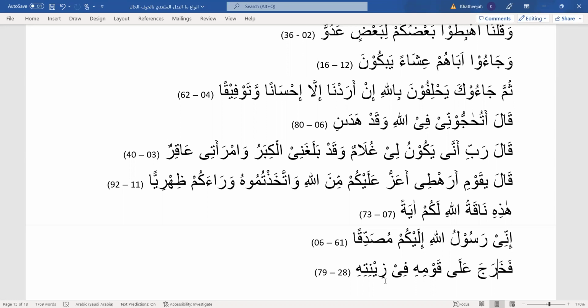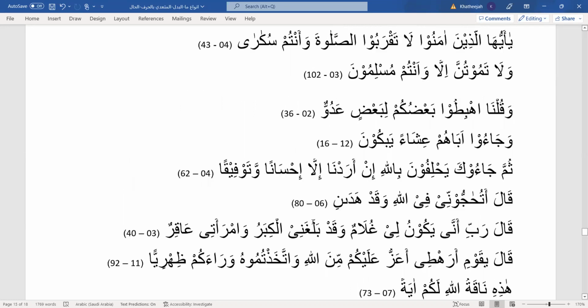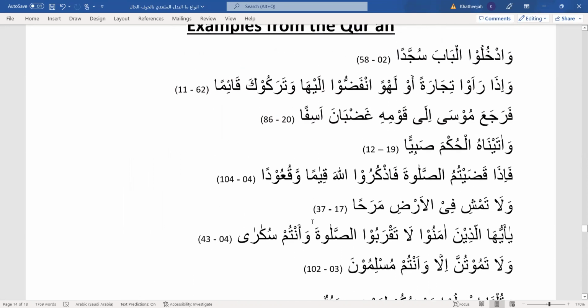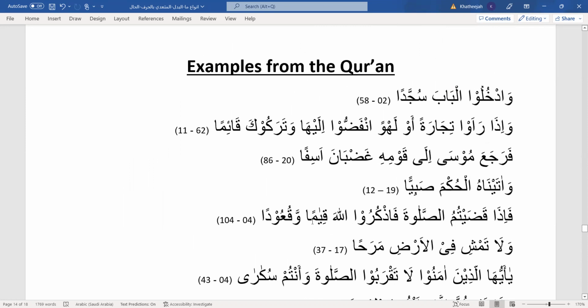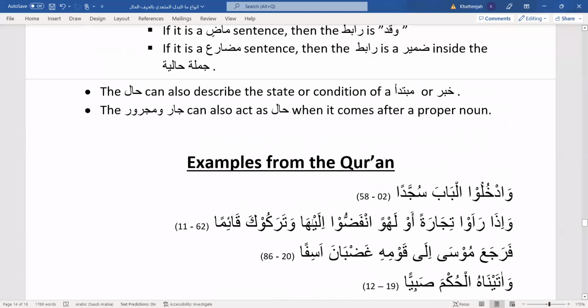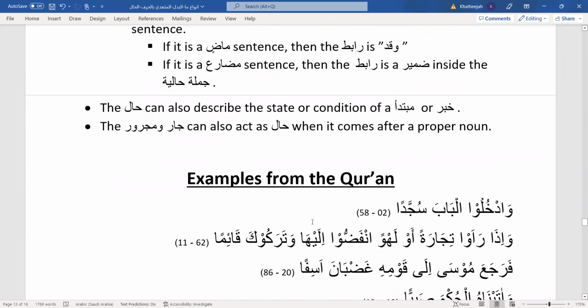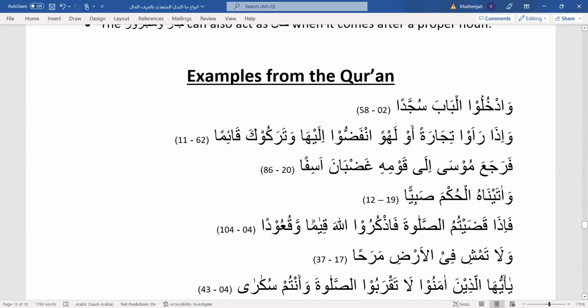All right. So that's all about hal. I hope this will help you understand and identify when hal comes in a sentence, and then translate it properly. So this is all about hal that I wanted to share with you. Now I can take any questions if you have.